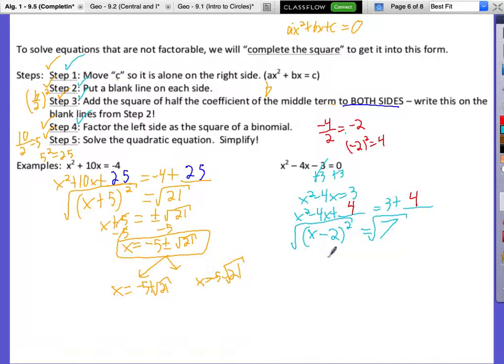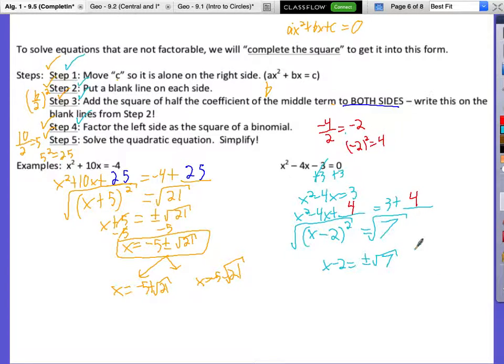And then there, what would you be left with? X minus 2. And do we know what the square root of 7 is off the top of our head? No. We can write positive or negative square root of 7. This one doesn't terminate. Now, is x by itself yet? Nope, we have to get it there.